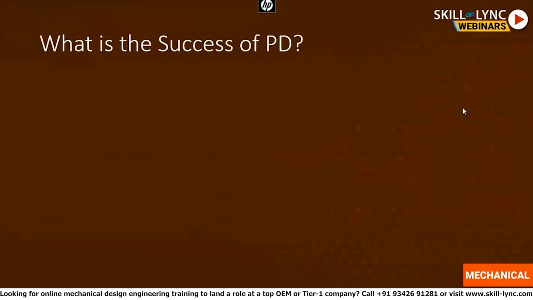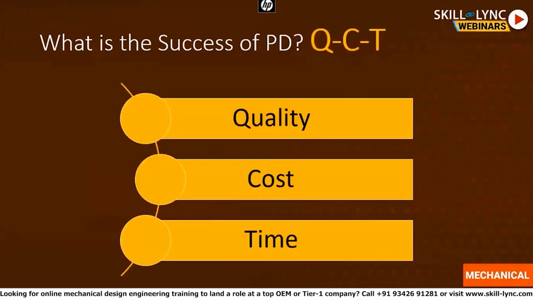Then, what really defines the success of product development? In industrial terms, we say it in just three letters, that is Q, C, and T. QCT.